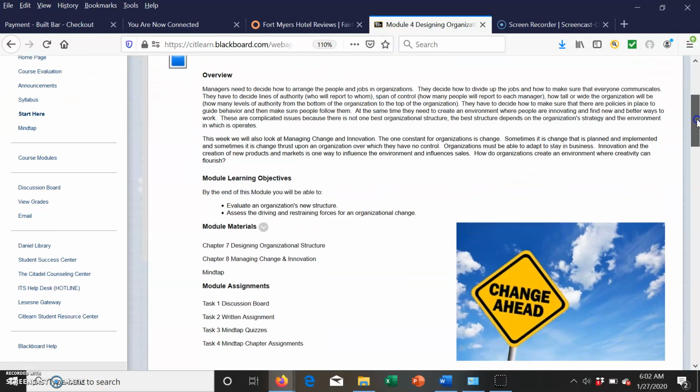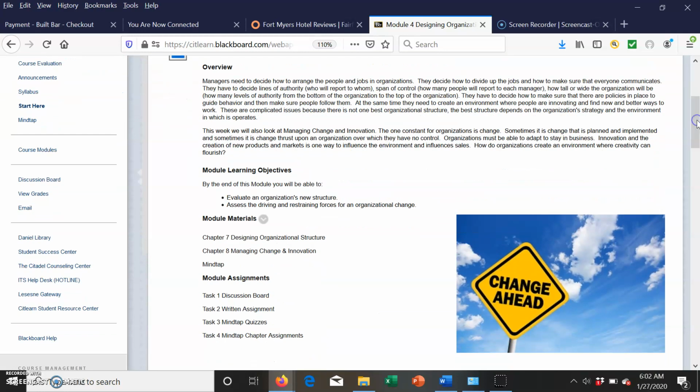The second chapter for this week is managing change and innovation. And this is looking at change from the perspective of something you can plan for. A lot of change is thrust upon organizations and leaders. But one part of this chapter specifically looks at how to plan for change and how to implement it most successfully, because many change efforts in organizations fail. And then it's also looking at how to create an environment where an organization can be innovative and creative, which is not always the easiest thing to do.